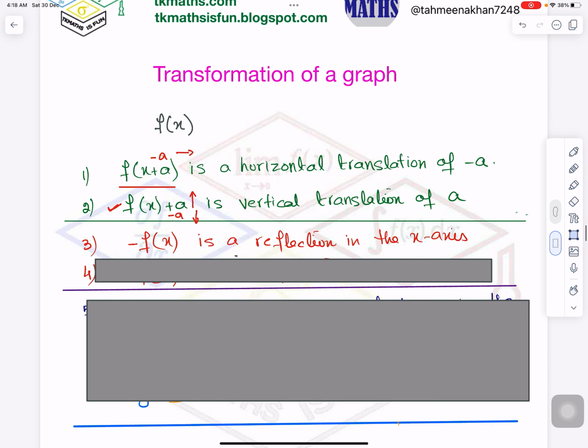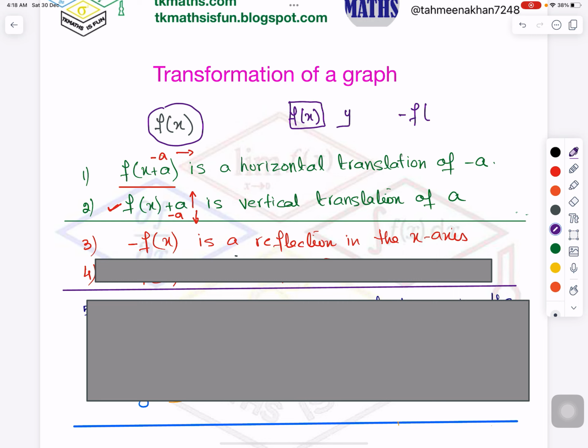So in reflection, we will again see reflection in the x-axis and reflection in the y-axis. So if your function f of x is given to you, you will just multiply the y coordinate by minus 1, because you know f of x entirely represents the values of y. So if it is minus f of x, it means your y values, in the coordinate x comma y, will change. If it is plus, it will become minus. If it is minus, it will become plus. Right? We will see 3 examples after this.